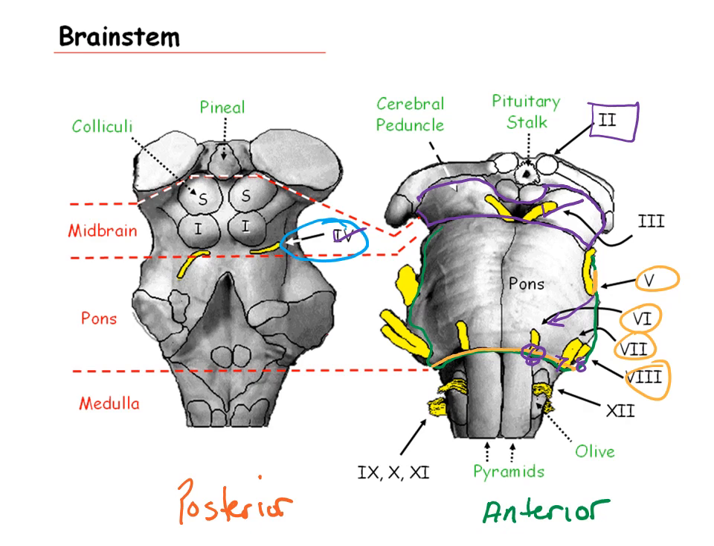And then when we go to the medulla, the numbers 9, 10, 11 all come out from a common root out of the medulla here. And then we have to go medially to get to number 12.